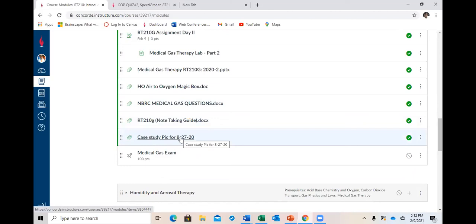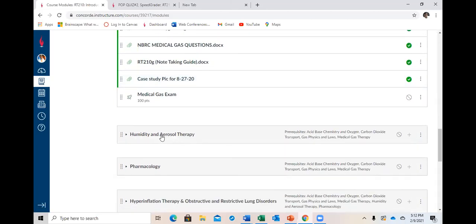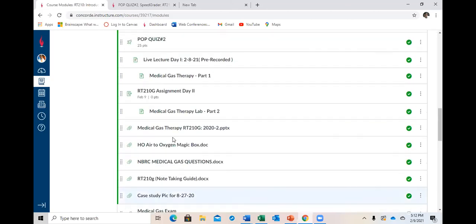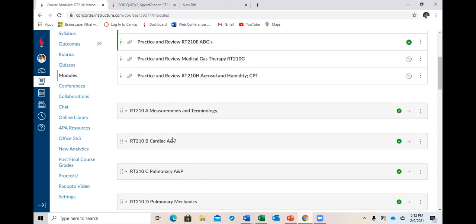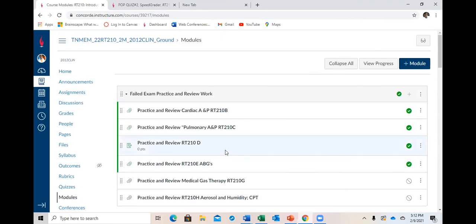After this test, you're going to go into humidity and aerosol therapy, which really overlaps this last part, talking about aerosol this, aerosol that, same thing, just a little bit more in depth. After that, though, guys, is pharmacology. That's when the monsters come in. A lot of math, a lot of medicine. Pharmacology is one of the hardest ones you have in RT 210, all right?